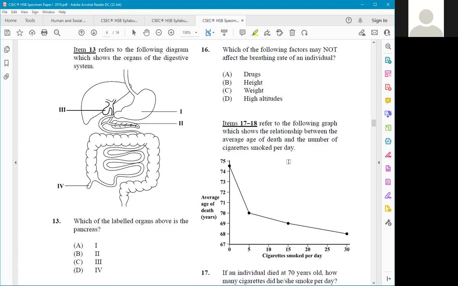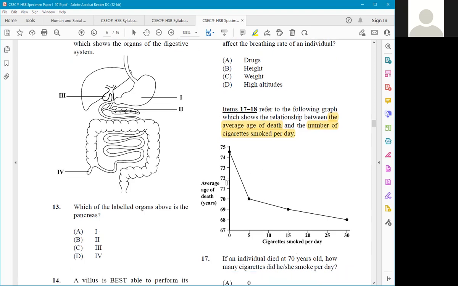Items 17 and 18 refer to the following graph, which shows the relationship between the average age of death and the number of cigarettes smoked per day. So what are we looking for? The average age of death and that relationship with the number of cigarettes smoked per day. Those are the two variables we're going to look for on the graph for numbers 17 and 18, of course.